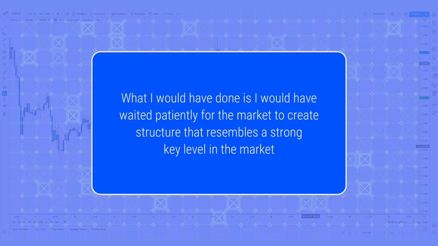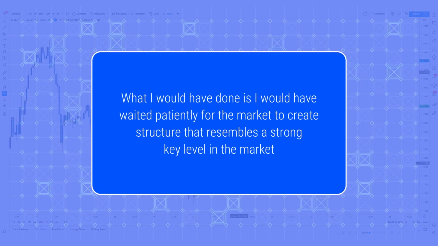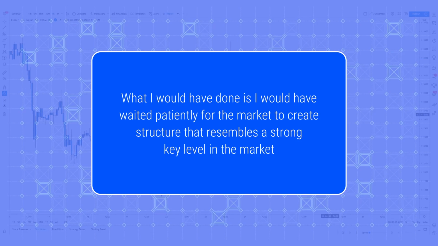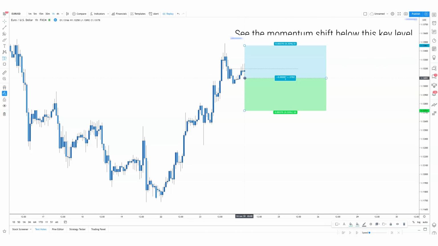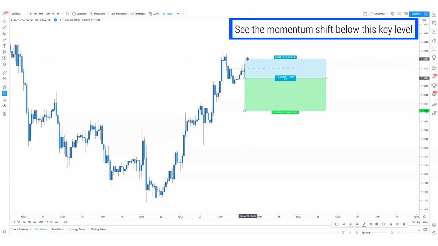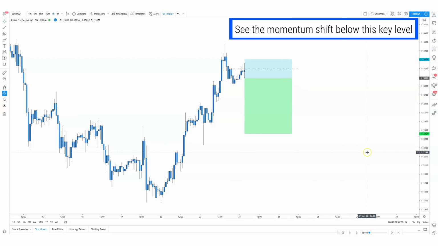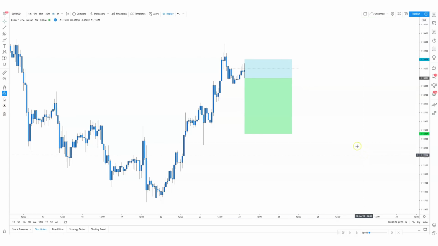Well, what I would have done is I would have waited patiently for the market to create structure that resembles a strong key level in the market. So let's say now this has been formed. Let's say the market has created structure and it looks good to take the trade. What I personally would like to do is see the momentum shift below this key level here, because this is a key level, and if you're trading the lower time frames, this will be classified as either a range or a major low or a low in the market that price will eventually need to break to continue this trend to the downside. So I prefer to do this.